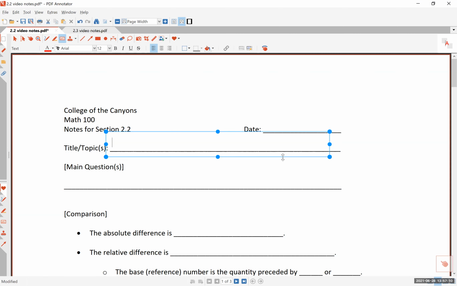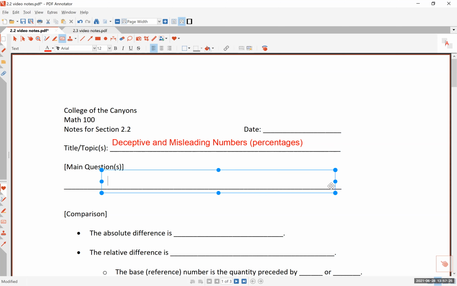All right, section 2.2. The title of this section is Deceptive and Misleading Numbers, and mainly percentages. Here's the main question. How can percentages trick you? Yes, people do trick you. People want you to believe what they want you to believe. Therefore, they will do all kinds of numerical percentage gymnastics to make things sound worse or better, depending on what it is that they want you to believe. So as an intelligent citizen, you want to make correct assumptions. You want to be critical, and you want to be very careful when people state numbers, especially percentages.